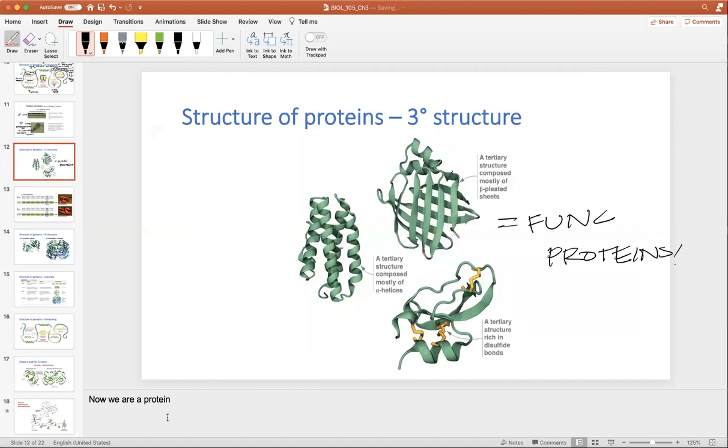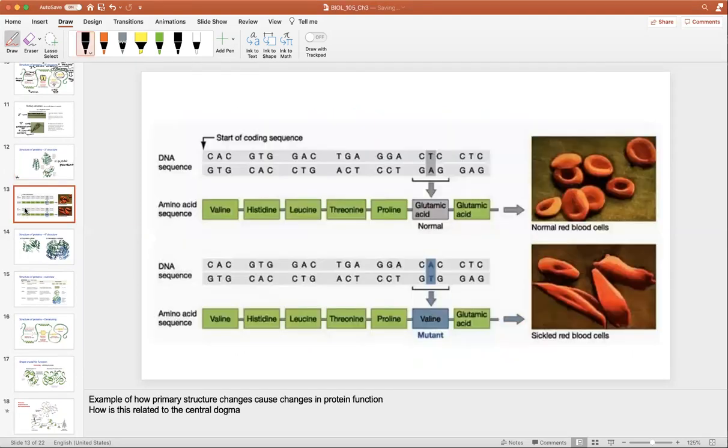And I have in your notes, once you get to tertiary structure, now we are a protein. All right. Now, what's interesting and what should make complete sense to you, because you've studied the central dogma of biology now, and you know that DNA gets transcribed into RNA, which is a messenger molecule. That messenger molecule then gets translated into protein.